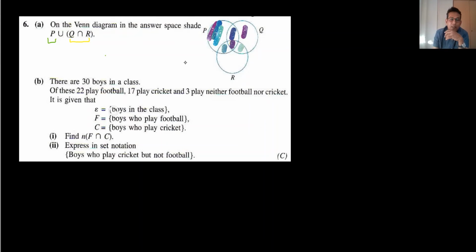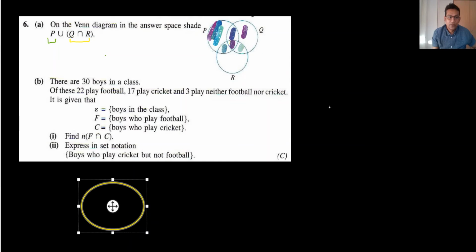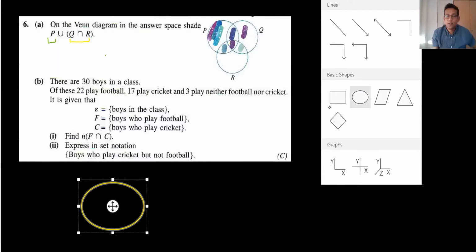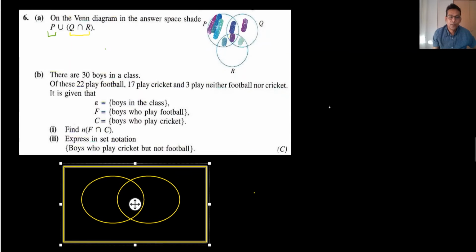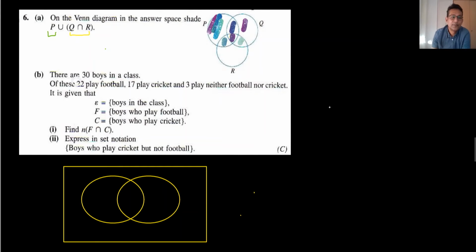There are 30 boys in the class, in two categories, so we need to have this shape now. We need one more circle, and we also need a rectangle for the universal set because there are only two categories. Let's see. 30 is the universal set. This is football, F, and the other is cricket.